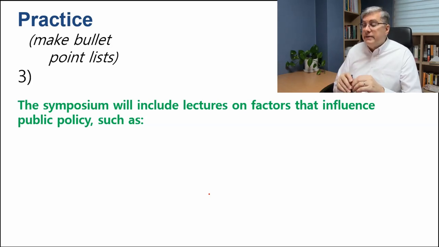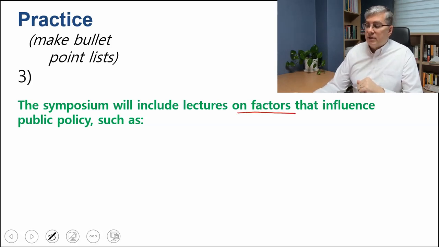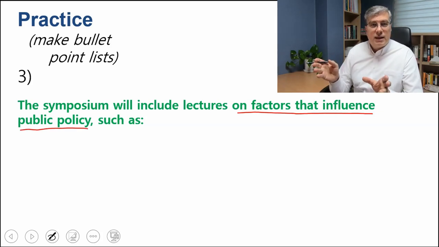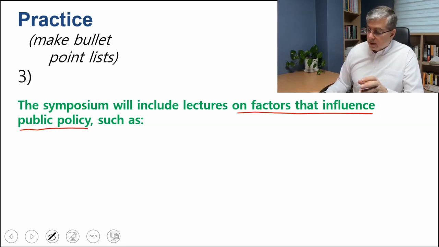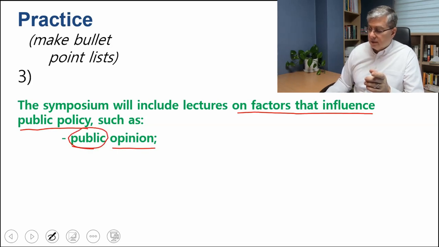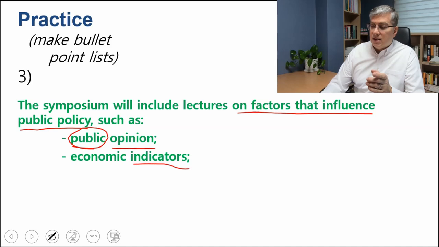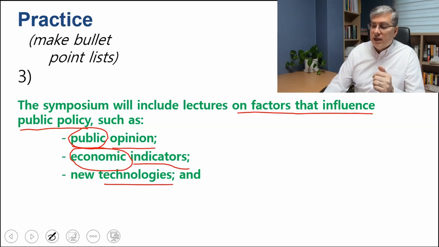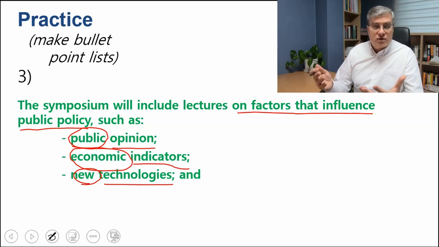We could start off by saying the symposium will include lectures on factors that influence public policy, such as. And notice that we're saying on factors. Those are our bullet point list. Factors, we could use nouns to make our bullet point list. So we could say public opinion, that's a noun. Before the noun, we have an adjective. That's the same as the next one. We have our noun, indicators. What indicators? Economic indicators. Next one, technologies. What technologies? New technologies. So adjective, noun, adjective, noun, adjective, noun. Parallel structure for all of them. And it avoids a lot of that confusing language that we saw in the original.